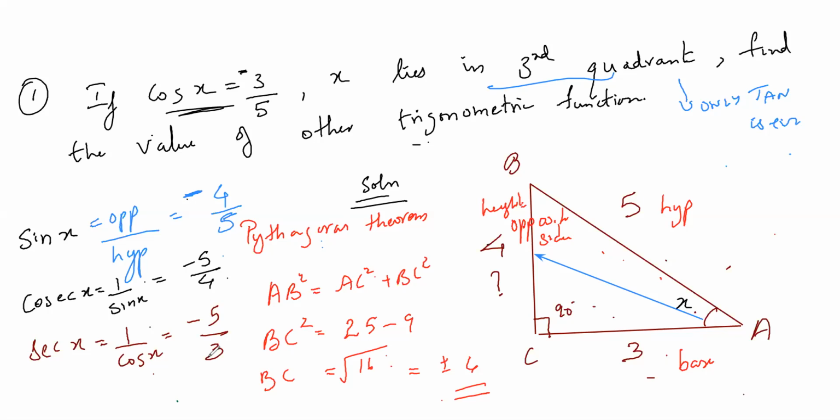Now the only thing remaining with us is what? Tan x. Tan x is nothing but opposite side by adjacent side or base. So opposite side is 4, adjacent side is 3. 4 by 3. Last one is cot x. 1 by tan x, that is 3 by 4. Is everyone clear up to this? Everyone clear.